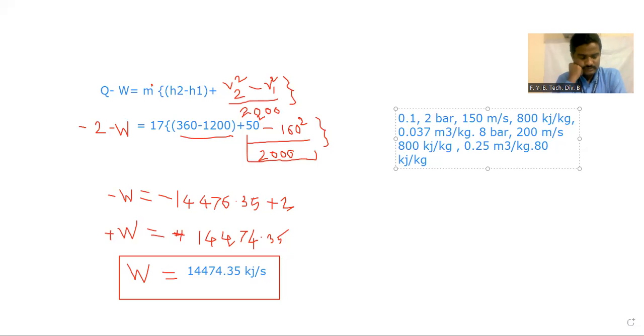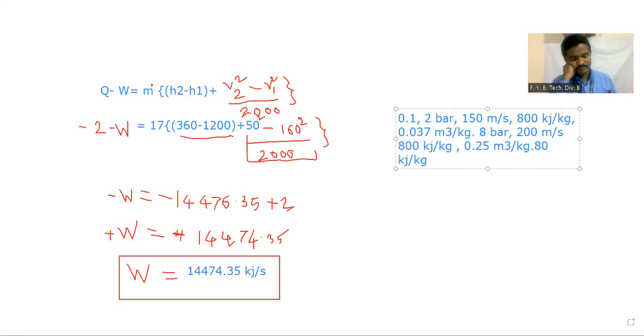Velocity V2 is given as 200 meter per second. Again, internal energy at the exit, u2, is the same 800 kilojoule per kg. So u1 and u2 are the same here. Next, specific volume at the exit, small v2, is equal to 0.25 meter cube per kg. The value of Q is given.